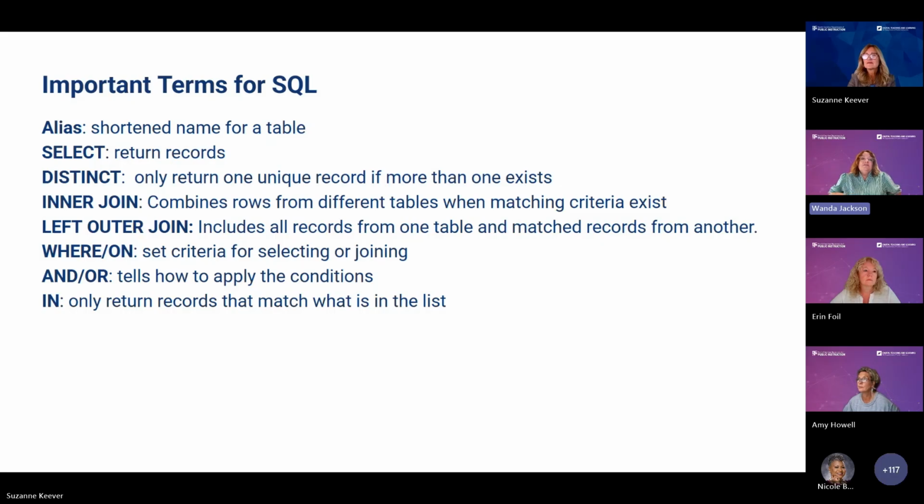Your inner join and left outer join statements are just how it's going to match our criteria. Our inner join combines rows from different tables, and our left outer join says, I want you to return the data on the left-hand side where it matches the records in the other. Our where and on statements are setting our criteria selections, and our and or is telling us how we're going to apply those conditions. Our in statement is our list. When we start looking at our code, that in statement is where we list all the grades that we want to return for the A or AB honor roll.